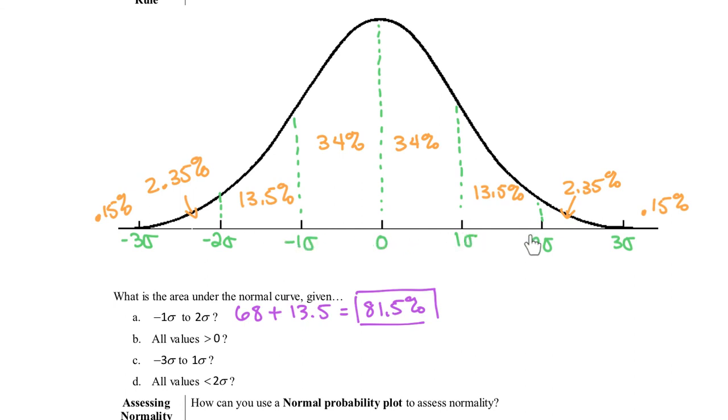So make sure they're in the center, and this could go the other direction as well. For all values below 0, and they're talking about this 0 here, of course everything below 0 would be 50% of our data. That would be the area there.